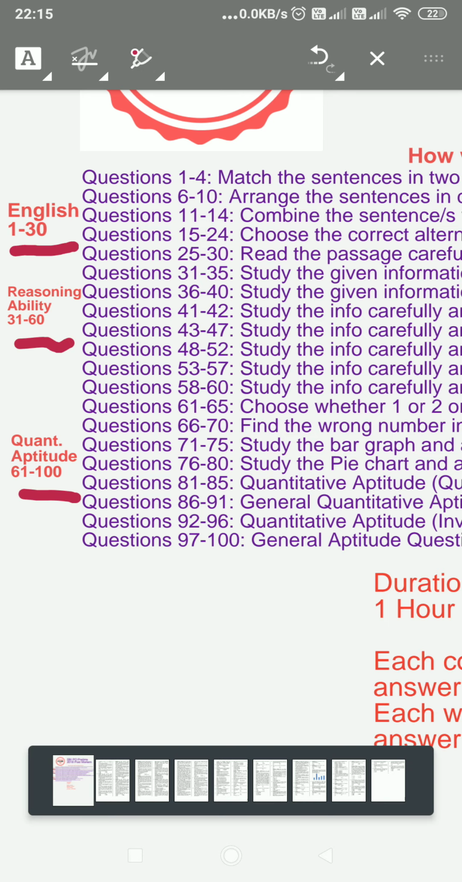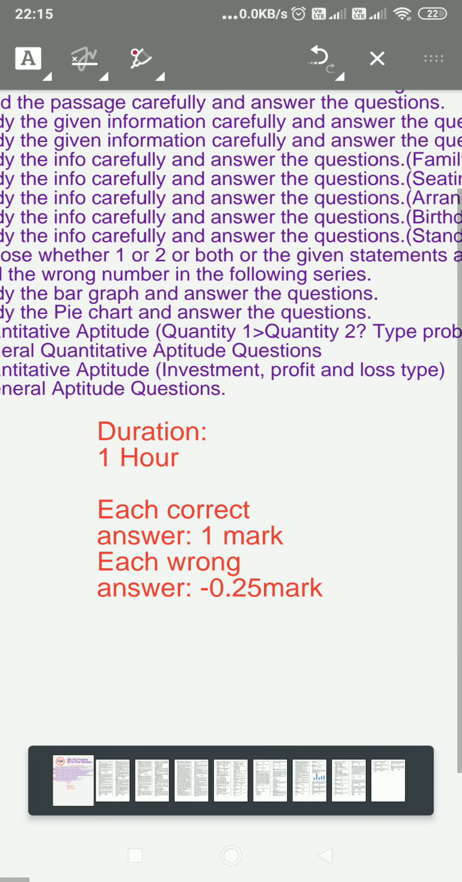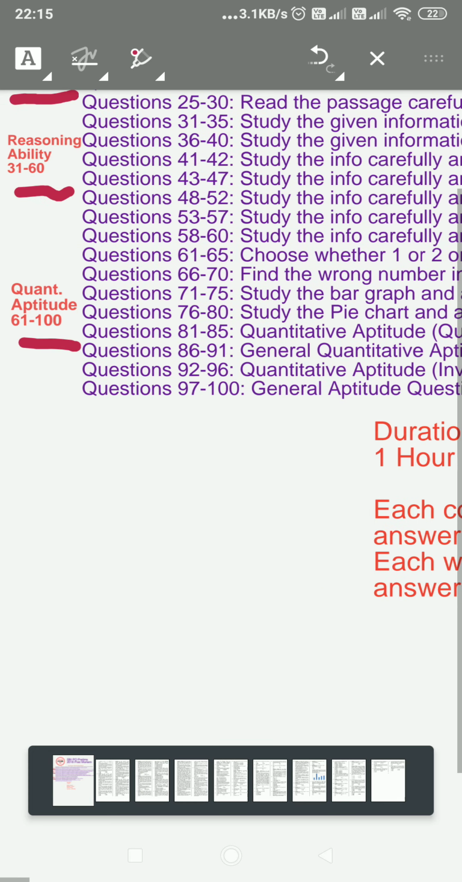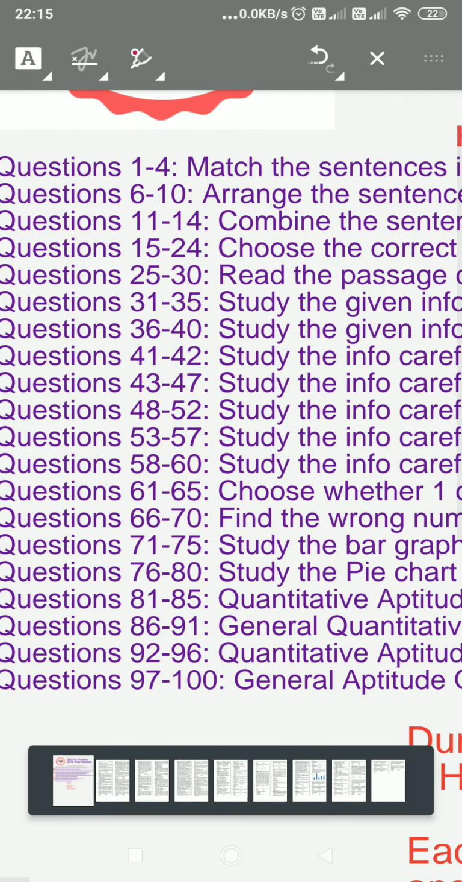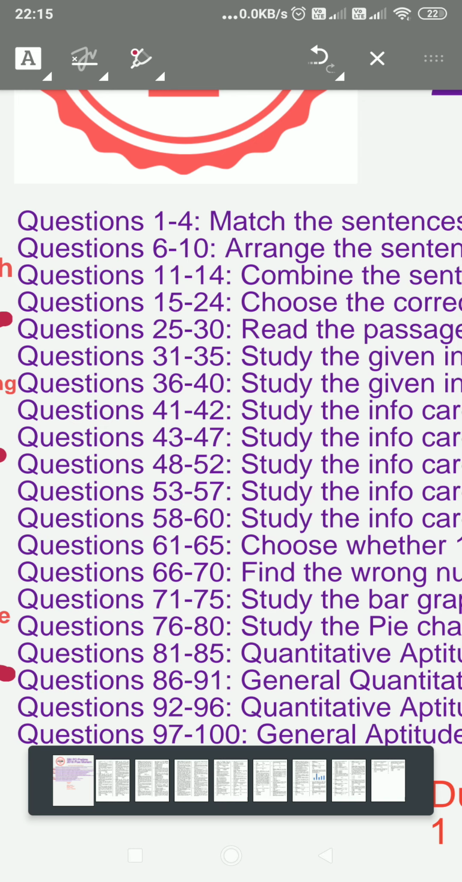We had a duration of 1 hour only, and for every correct answer we will get 1 mark, and for each wrong answer there is a negative marking of quarter mark, that is 0.25 marks. Okay, and now let us go to the types of questions that were given in the exam. First let me take you to question 1 to 4.